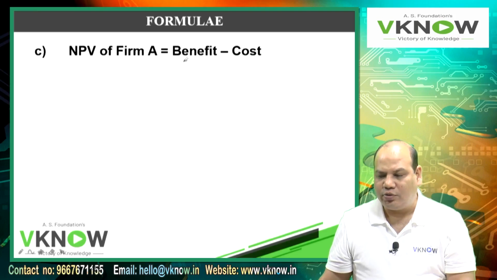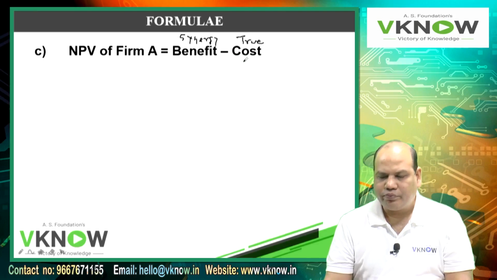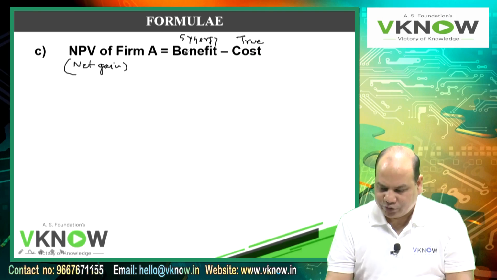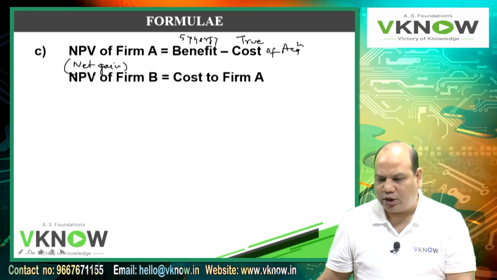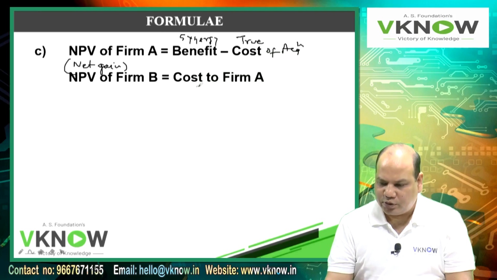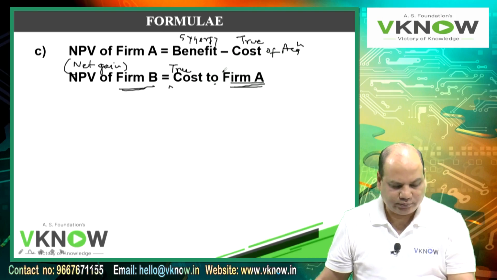NPV of firm A is equal to synergy benefit minus true cost of acquisition. NPV, or net gain, you can also add this word net gain, to the acquiring company is the total synergy benefit minus true cost of acquisition. And what is the NPV of firm B? NPV of firm B is the true cost to firm A. NPV of the target company is the true cost of acquisition to the acquiring company.